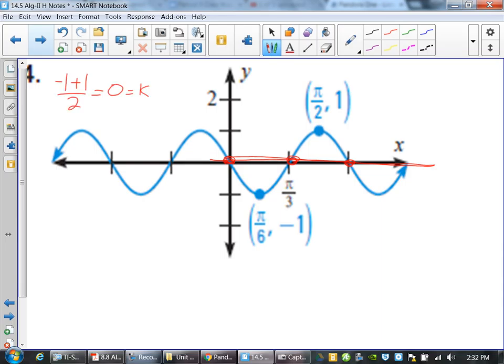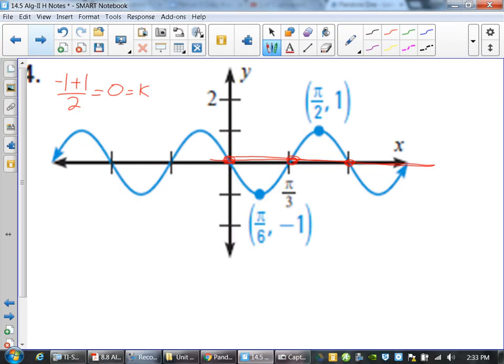Oh, okay, I see what you're doing. What we're doing here is we're taking the Y values of the points of the max and min, and getting the average of the Y values. That will always find you your K. Because then your value from K to your max or K to the minimum is your A value. Okay, that's sweet. I like that.